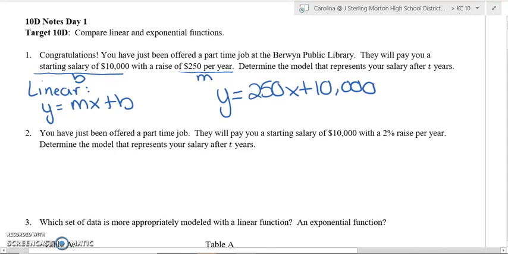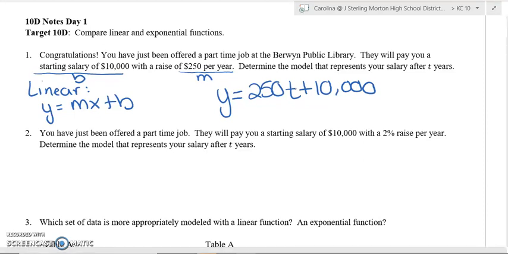Again, some of you might like 250x plus 10,000, or you could use t for years. That's perfectly fine. Just be careful not to confuse it with your plus sign. So if you want to leave it as x, that's perfectly fine with me. I will not mark any points off.